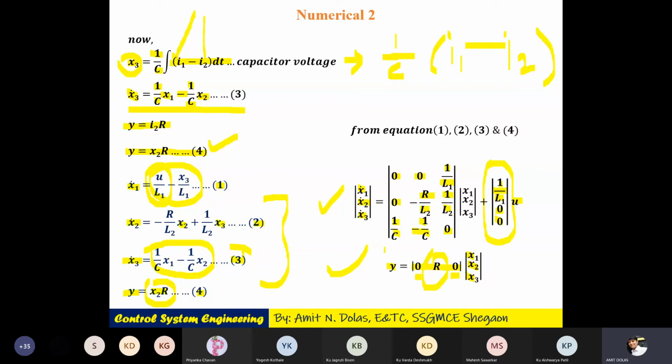So once you get these two, now we have the network. Then we found the number of states from the energy storing elements. Then we found the equations in terms of x1 dot, x2 dot, x3 dot. Then we got the matrix in standard form, the x dot matrix. Then we wrote this into the standard state space matrix form.